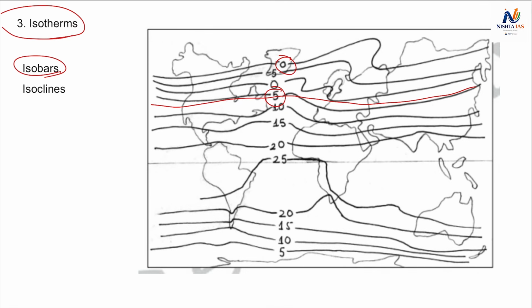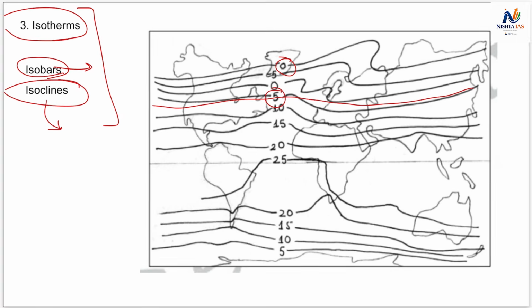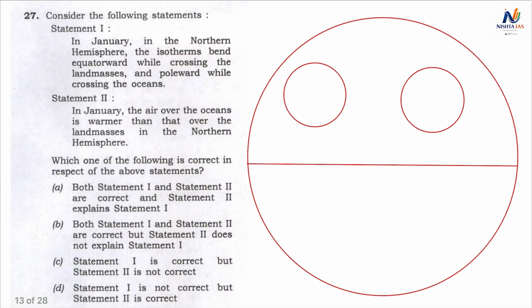And apart from isotherms, we also have isobars. That means these are the points on the earth where the atmospheric pressure is same. And we have the isohalines. These are the points of the earth where the salinity is the same. So hence, by definition of these terms, we can also deduce the concept.